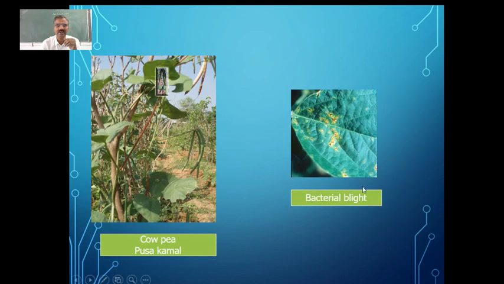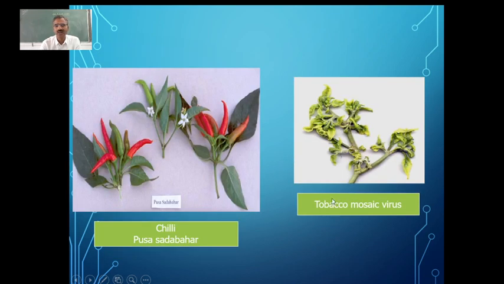And you can find in the case of cowpea, it is the bacterial blight caused by bacteria, and for this we have developed a variety called Pusa Komal. So our country has developed this Pusa Komal variety which is resistant against bacterial blight. Then chili is affected by tobacco mosaic virus, especially whenever they are exposed to more cold conditions. You can see this one. Where wetness or dampness is more, they are affected much in this case.